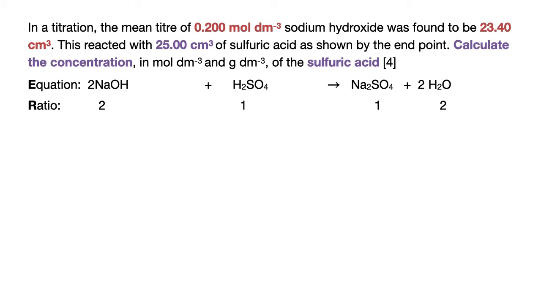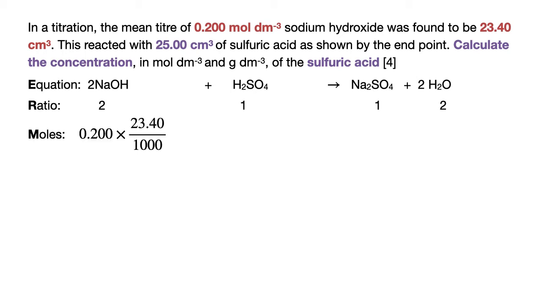This is the R stage, our molar ratio. And from our balanced chemical equation, we can see that 2 moles of sodium hydroxide react with exactly 1 mole of sulfuric acid. And that will happen at your equivalence point. You will have had exactly 2 moles of sodium hydroxide reacting with 1 mole of sulfuric acid.